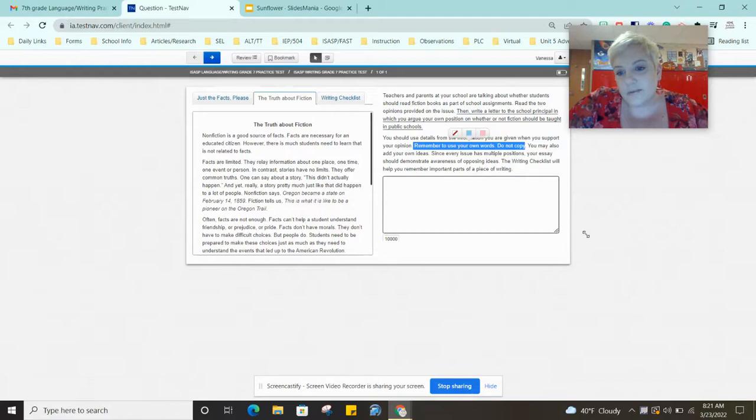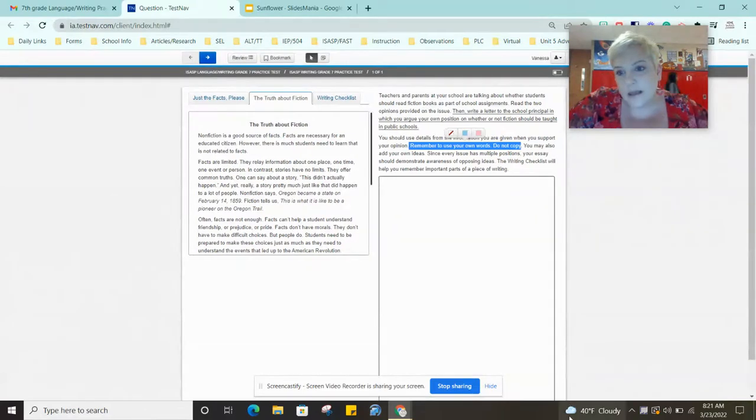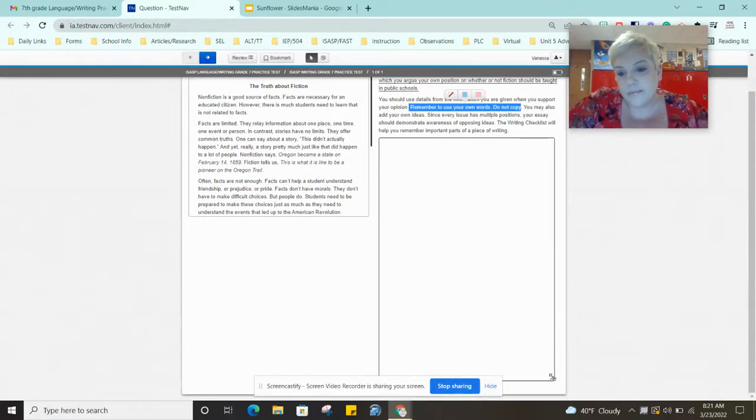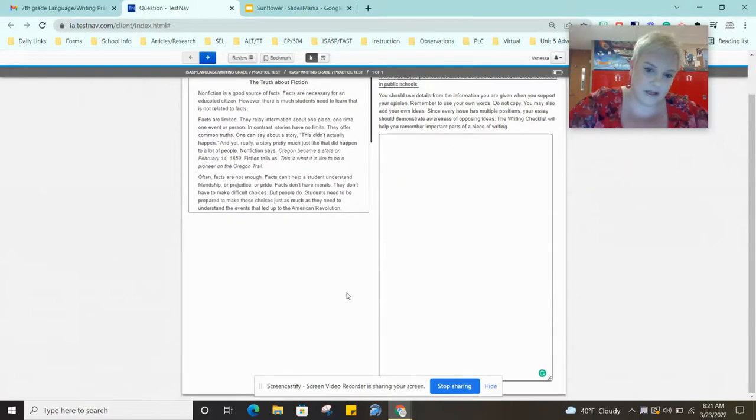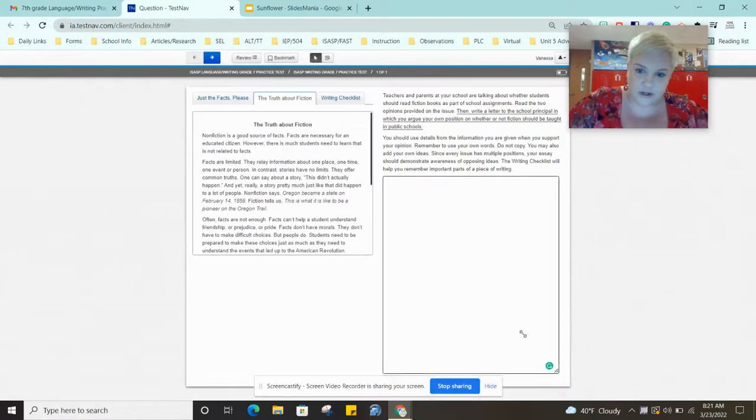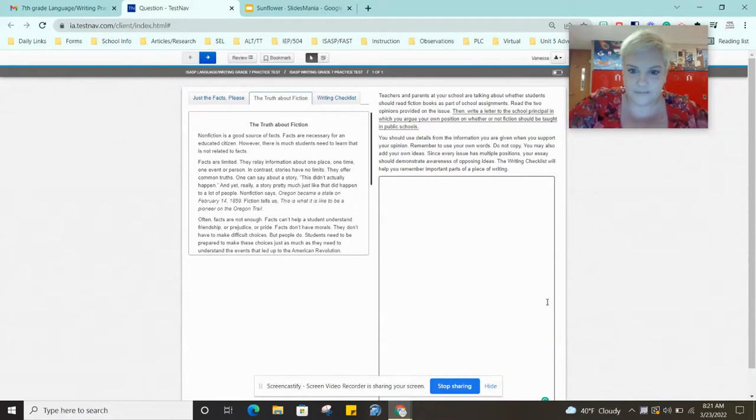Now, this looks like a very small window to write in. You may make the window bigger by just kind of clicking this. I still wish it would be like a whole page. That would be nice. I don't know why it doesn't expand all the way like that. So you can just kind of open it up like that.